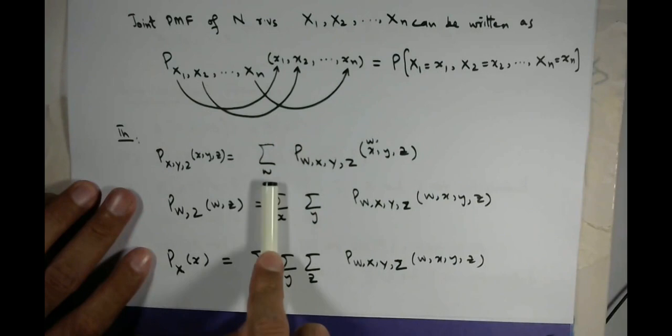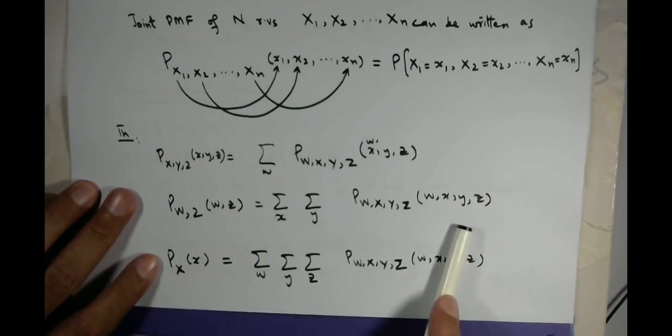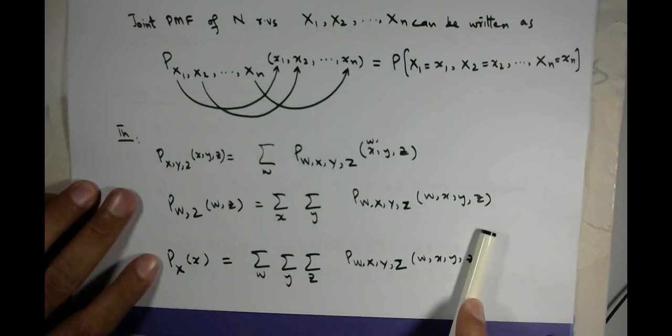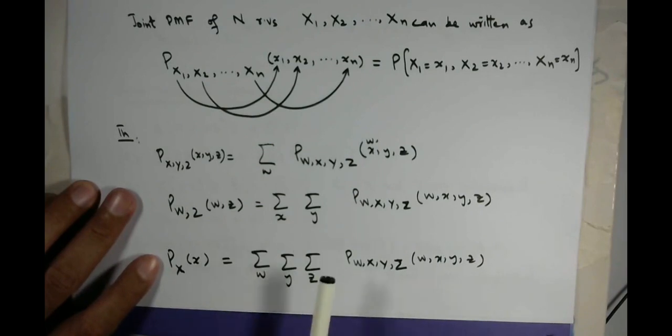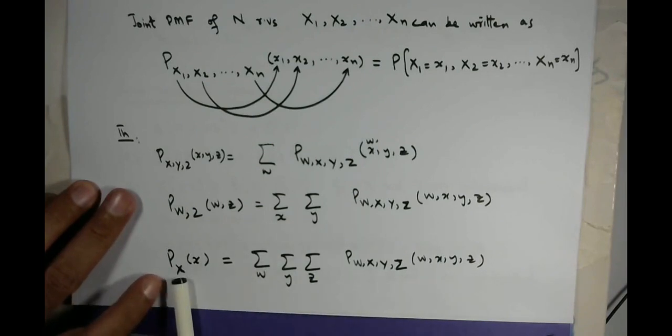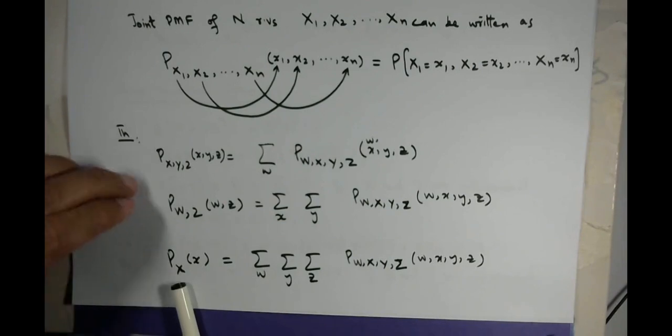Obviously w is not here, so you sum it along w. If you want the joint distribution on w and z, you sum the 4-dimensional distribution on the variables which are missing here, and the variables missing here are x and y. And similarly, for the probability distribution of x, if you sum the 4-dimensional joint distribution on w, y and z, you will obtain the PMF of x.